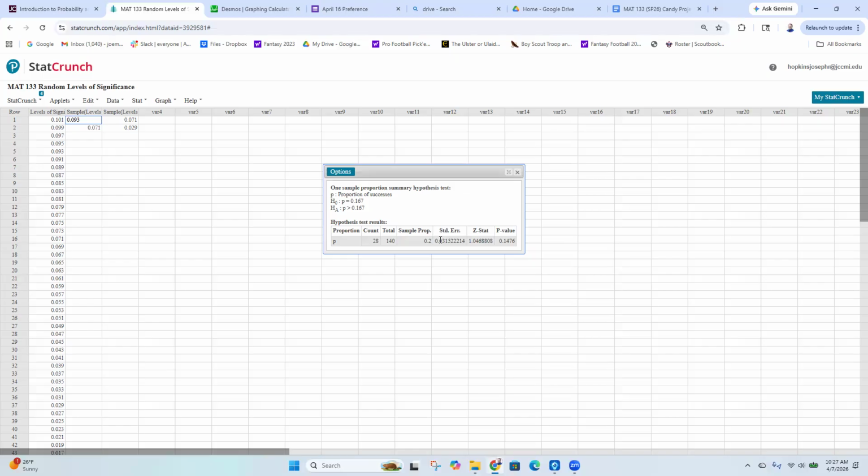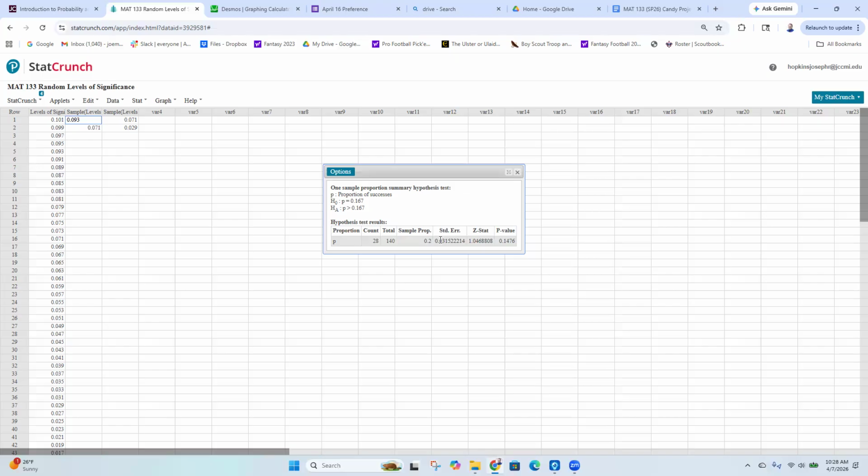Usually we don't know p. In this case, we kind of do. The M&M company makes the same amount of every color. So in this case, we know that p is one-sixth. We know that the null hypothesis is true. You can never really know the null hypothesis is true, but in this case, we do. We're kind of cheating here.